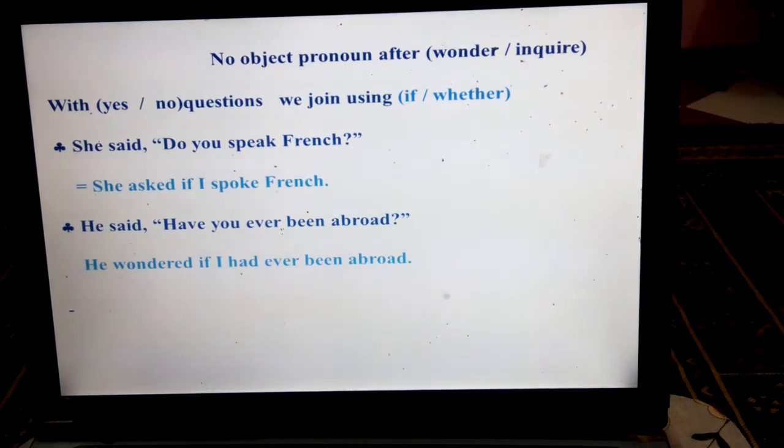So said changed into wondered, and we joined it using if or whether, and then subject and the verb in the past. After if I used I because you is changed into I. And after the subject we use a verb in the past. Have will be had. And we complete and put a full stop at the end of the indirect speech.